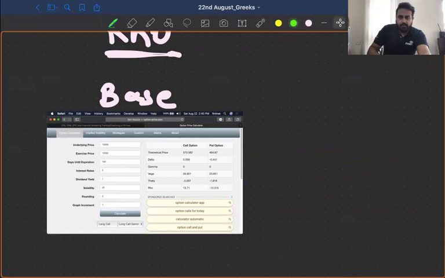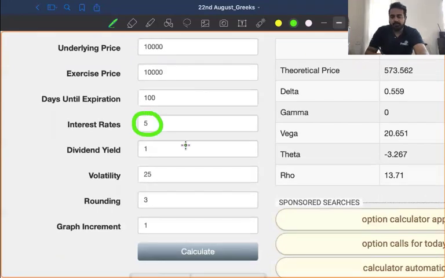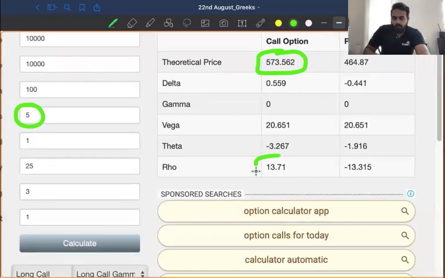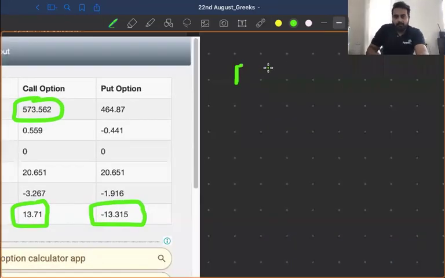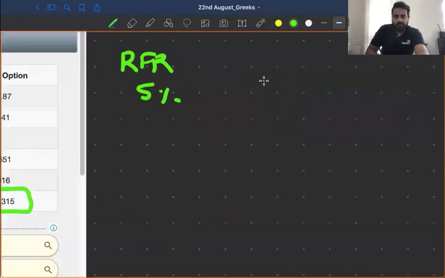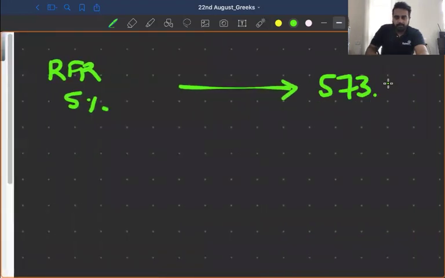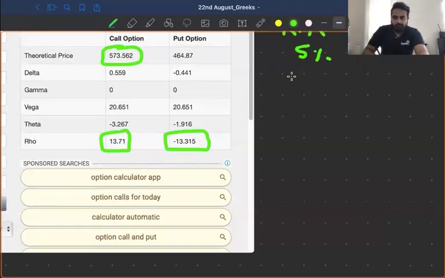Now in the base case scenario here, right now the RFR has been assumed to be 5% and the call option price is 573. Observe, call rho is positive, put rho is negative. Because when RFR goes up, call option value goes up, put option value goes down. So RFR is helping the call, not so much helping the put option. So right now, when RFR is 5%, the option value is 573.562.